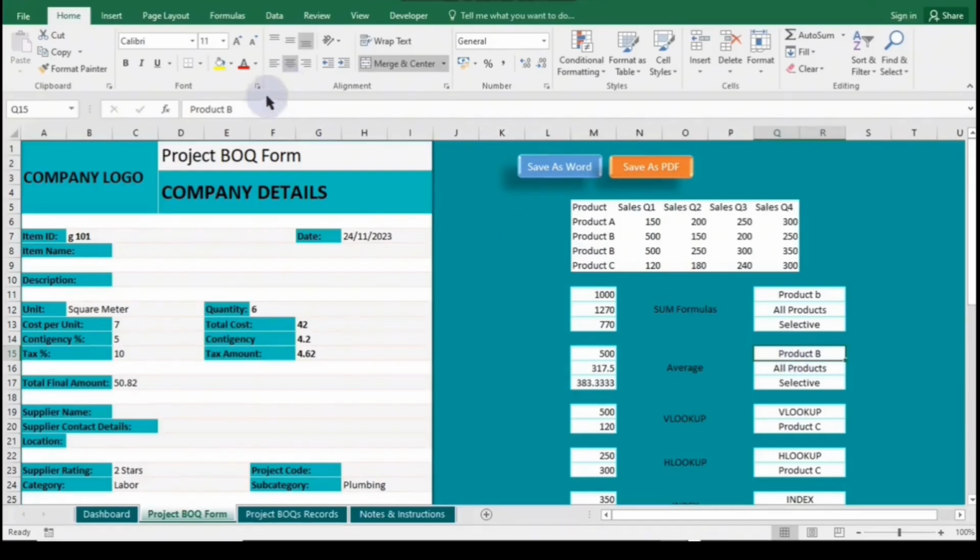If you change the product name in cell Q15 from product B to product C, the formula will calculate 120 divided by 1, as there is only one instance of product C.